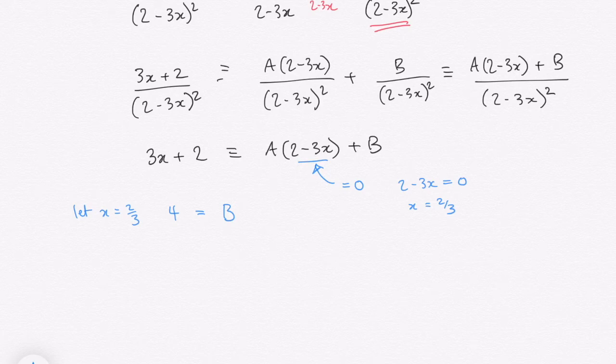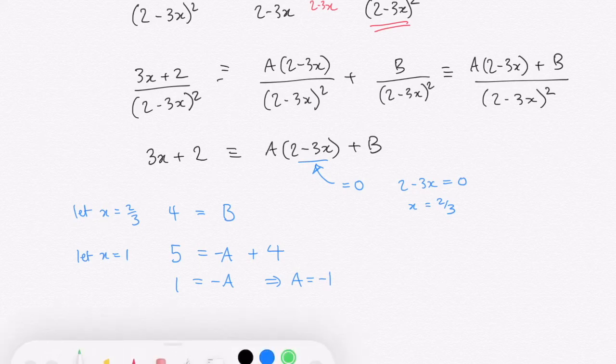Now we want to find the value of a. Well, we've got two options here. We could just pick another value of x to substitute in, or we could try and equate coefficients. So let's just do both. Firstly, let's just pick any value of x. Now I'm going to just pick let x equal 1. We let x equal 1, we get the left-hand side as 5, and then we get a lots of 2 minus 3, so minus 1, so minus a, plus b, but we know b is 4. So we get 5 is equal to negative a plus 4, which gives us 1 equals negative a, so a equals negative 1.